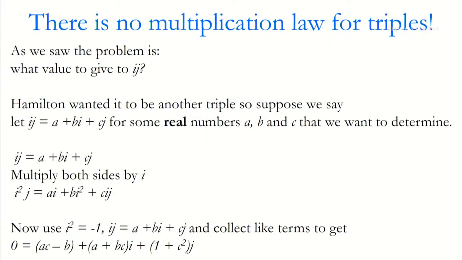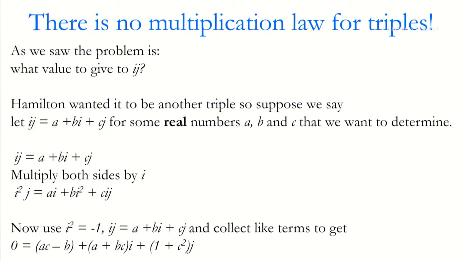When you feed them in and collect the terms, I've done the collection for you to spare you. So we had this here. We started off, we said ij has to be something, a plus bi plus cj, where a, b, and c are real numbers. Multiply both sides by i. Now use the fact that i squared is minus 1, ij is a plus bi plus cj. Put them in and collect like terms, and you get 0 equals this term, plus that one here, plus this one here. But if this is equal to 0, the only way that can happen is that each of these terms in brackets has to be 0.